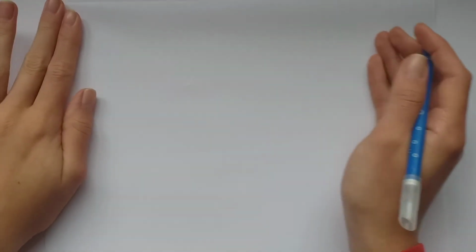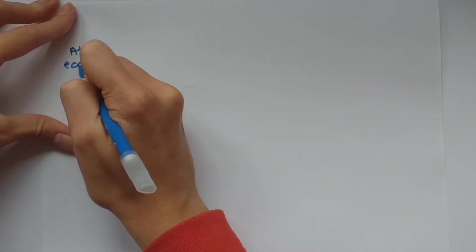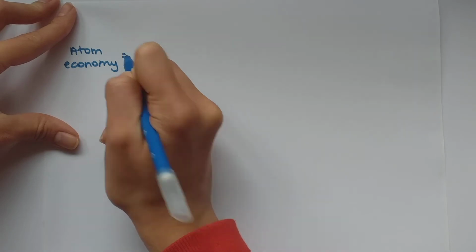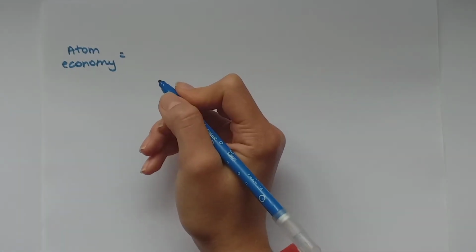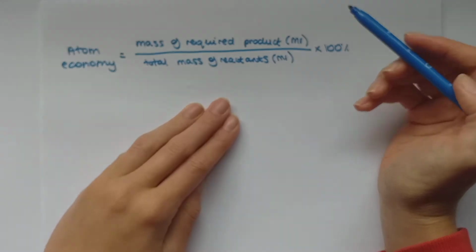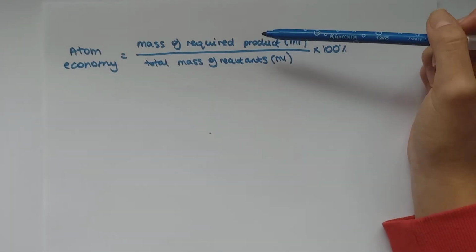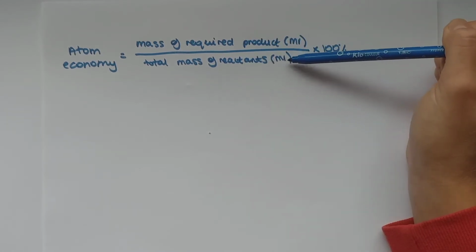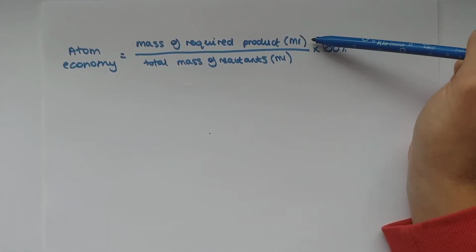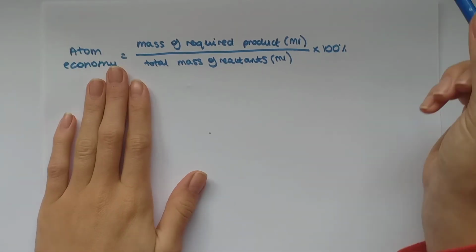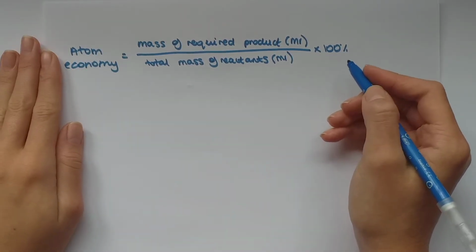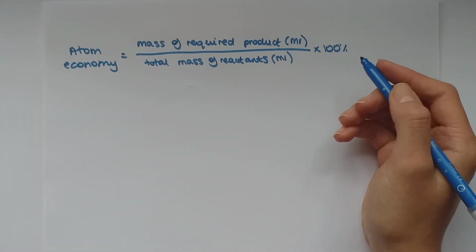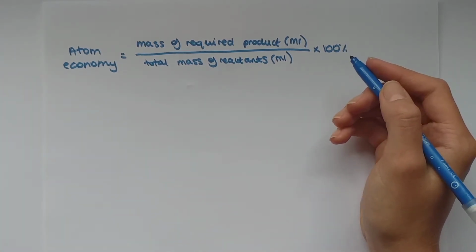In today's video we are carrying on with the chemical calculations and now it's time to talk about atom economy. So first of all, let me write the equation down. It's mass of required product, so the product you're trying to find the atom economy of, over total mass of reactants, so the mass of all the reactants. You can use the MR values for this, and then you multiply by 100. So I think it's best to work through it on an example.